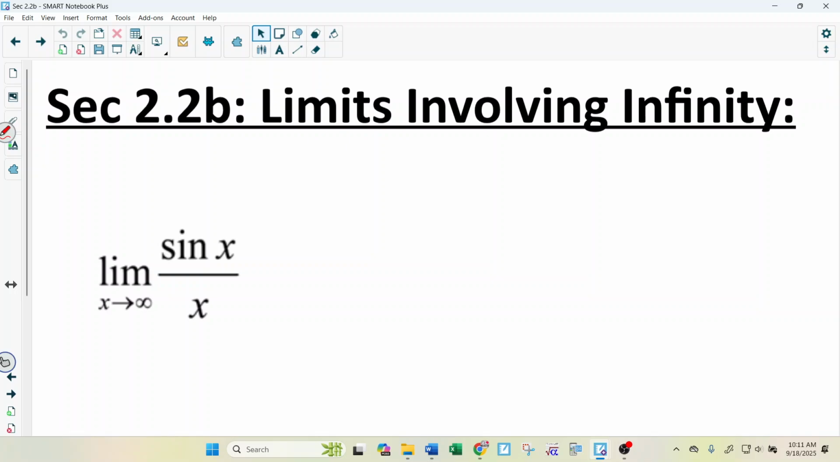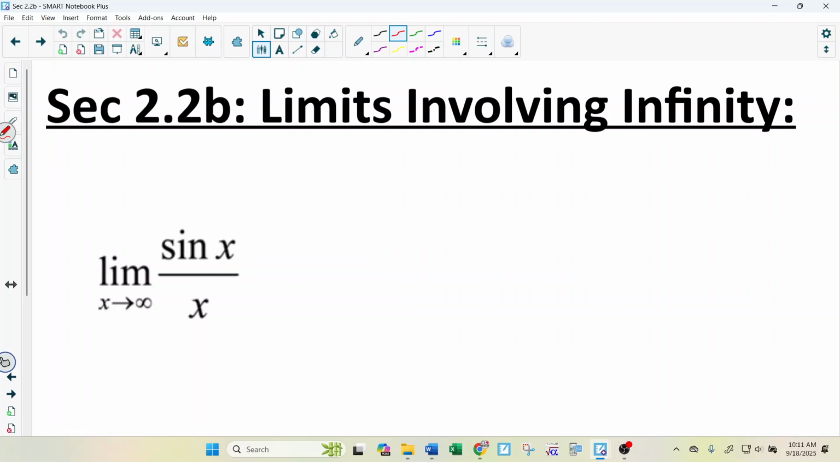All right, today we want to look at limits at infinity, and there's two types. The first one's one like this: the limit as x goes to infinity of something. And then the other kind is where our actual answer of the limit is infinity.